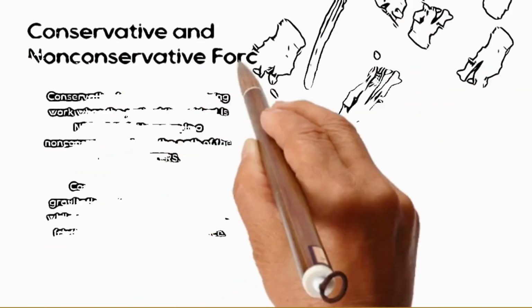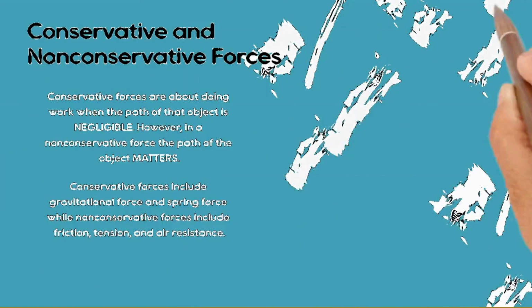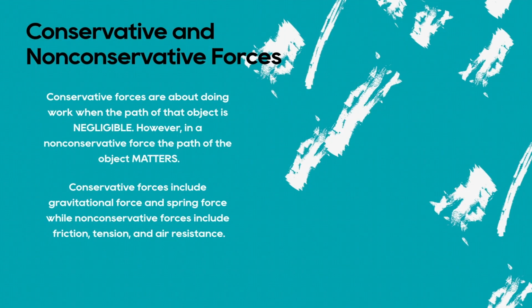Now, conservative and non-conservative forces. A conservative force is basically a force that does work where the path of the object is negligible. However, for a non-conservative force, the path of the object matters. The work done depends on the path for a non-conservative force. Examples of conservative forces include gravitational and spring, while non-conservative forces include friction, tension, and air resistance. The most popular non-conservative force in AP Physics 1 is friction force.